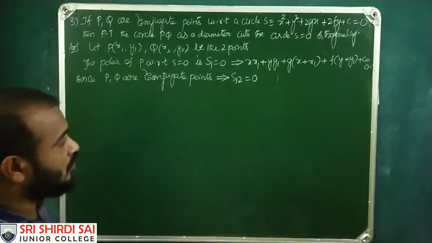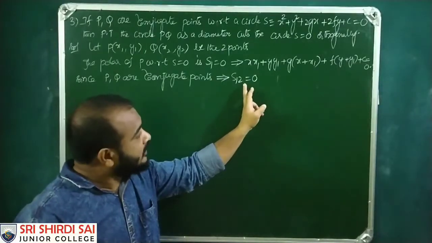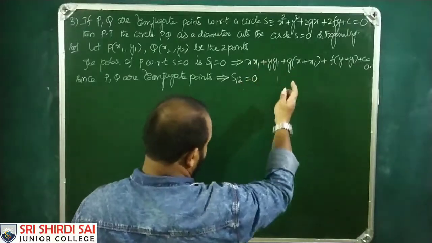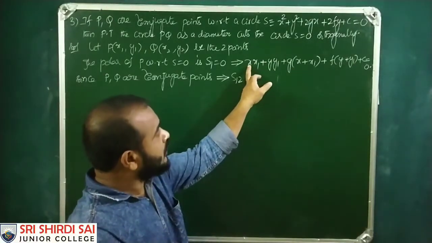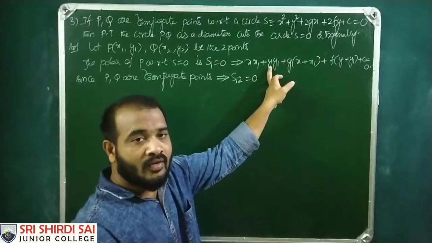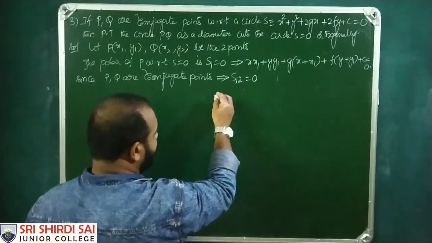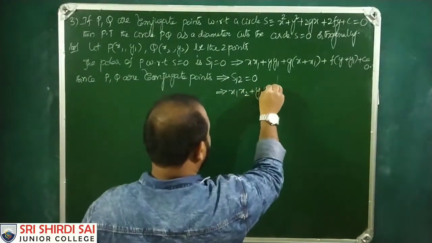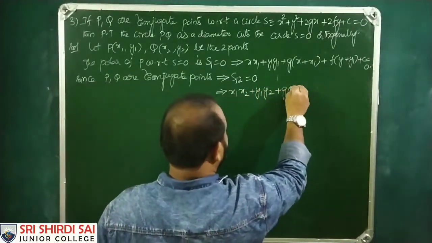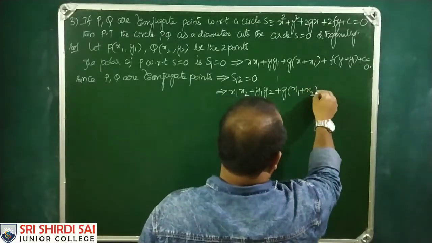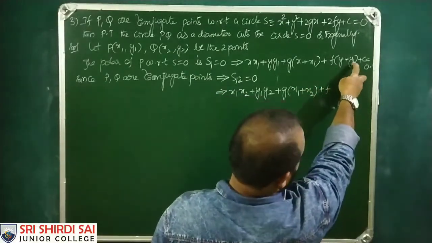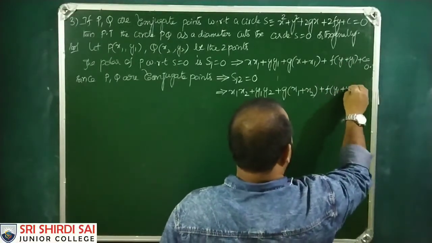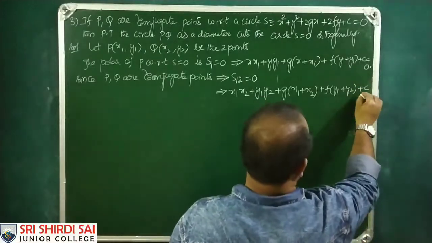S12 equals 0. That means Q (x2, y2) must pass through this. That means if you substitute x2 in the place of x and y2 in the place of y, we will be getting x1 x2 plus y1 y2 plus g into (x1 plus x2) plus f into (y1 plus y2) plus c equals to 0.